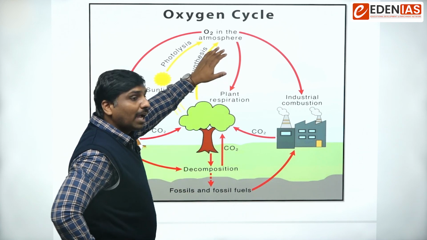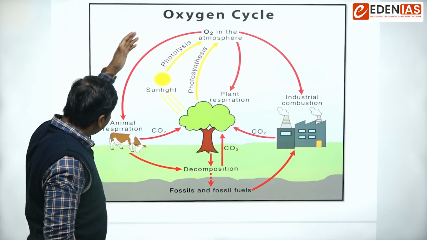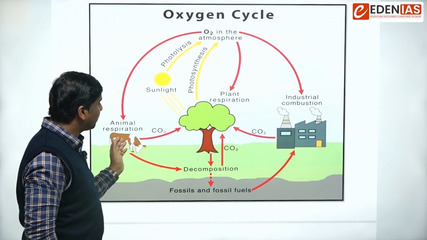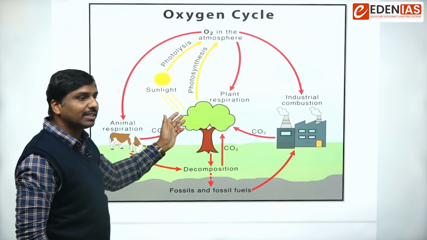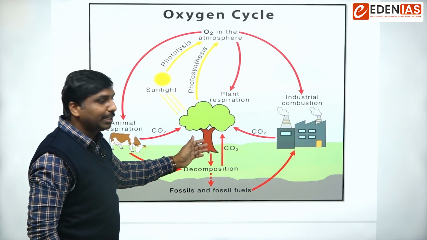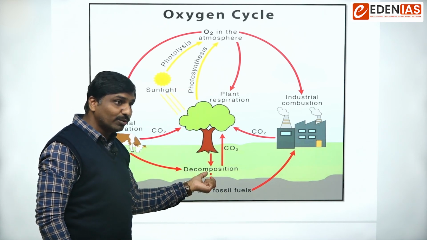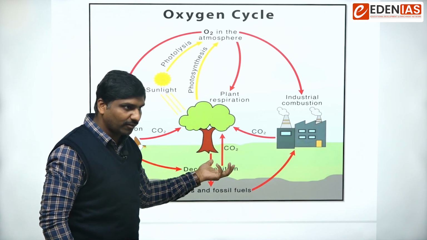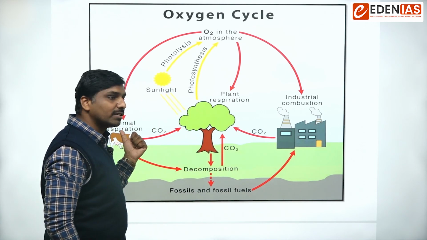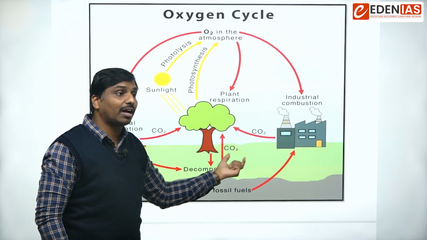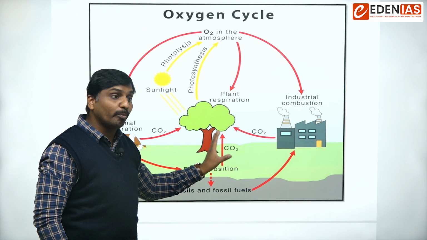Then how would it be used? It would be utilized in various processes, for example animal respiration and plant respiration. This is one major thing. And during the process of decomposition, some amount of oxygen would be utilized by the microorganisms for their survival. So plant respiration, animal respiration, decomposition by decomposers: for all these things oxygen would be utilized.